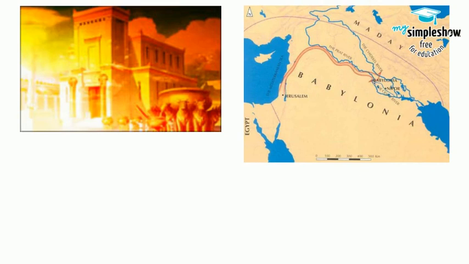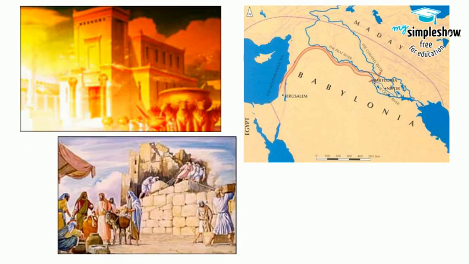Cyrus the Great and his Persians conquered the Babylonians in 536 and allowed the Judeans to return home to rebuild their temple and their society. The next big attack would be from Alexander the Great and his Greeks.